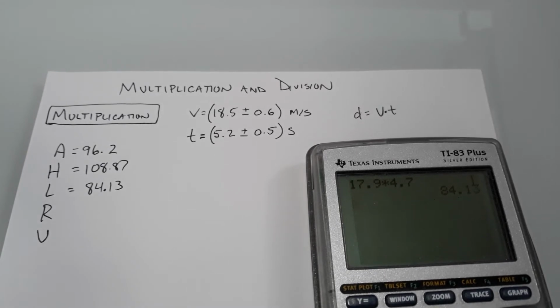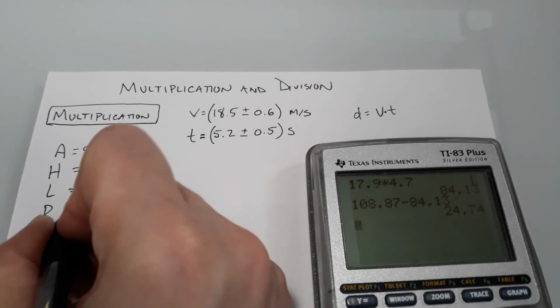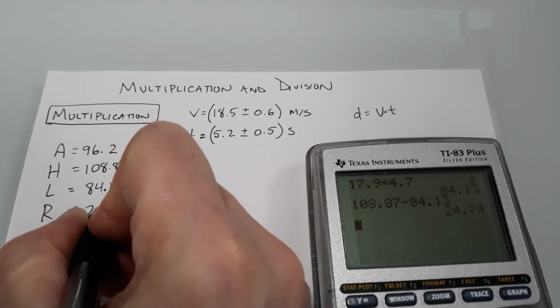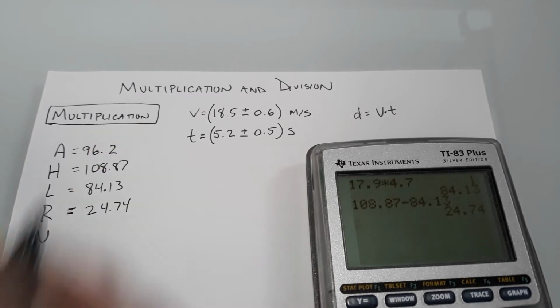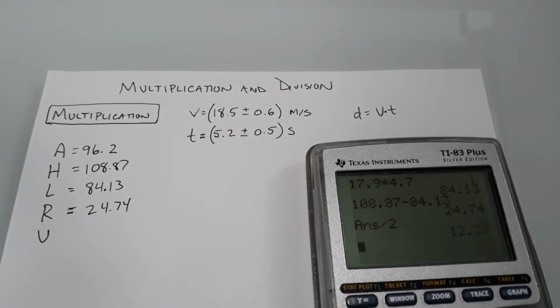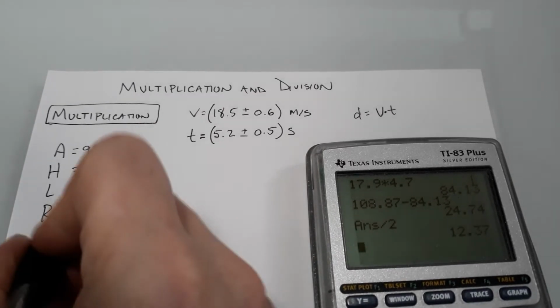All right, so what we want to do now is to get the range. So I'm just going to subtract those two numbers. That was 108.87 minus 84.13 to give me a range of 24.74. So that's about 25. And then we'll divide that by 2, and that gives me 12.37.